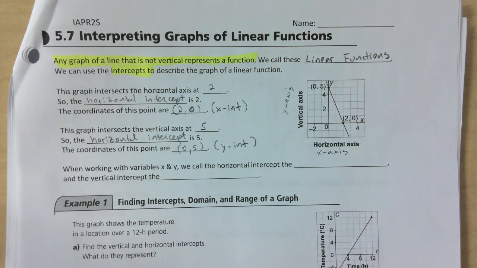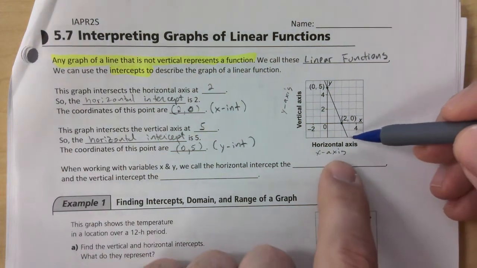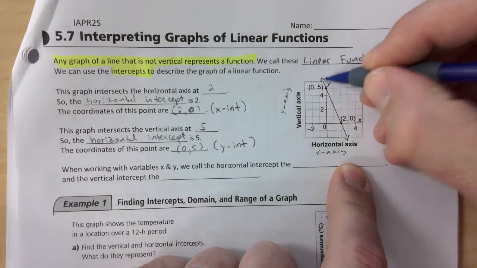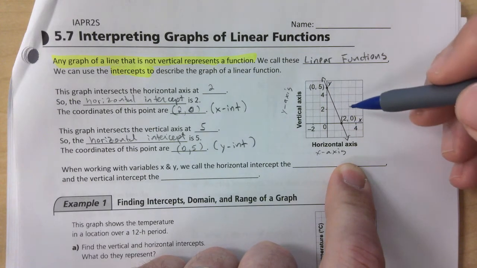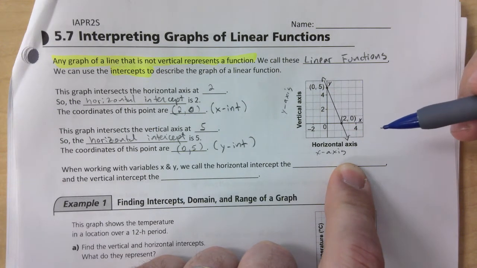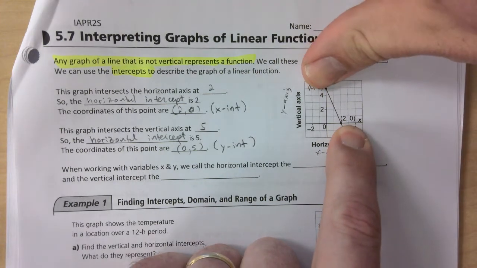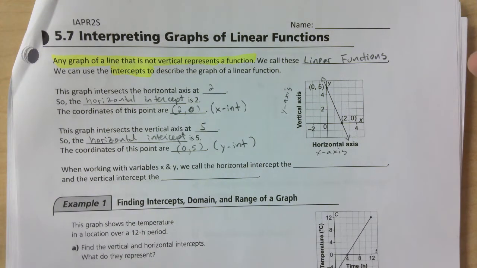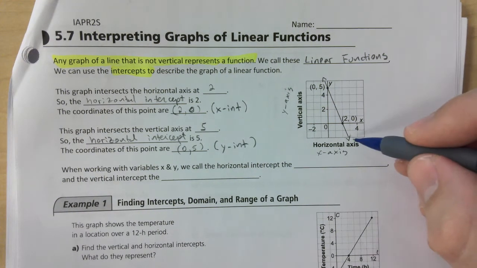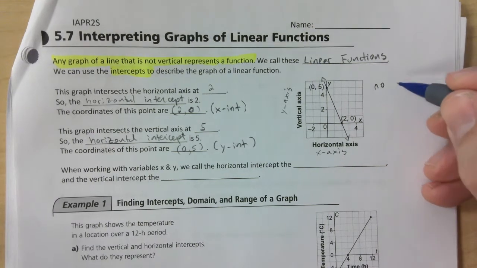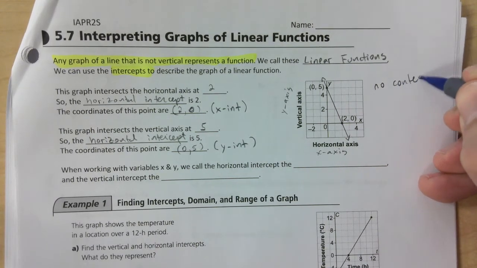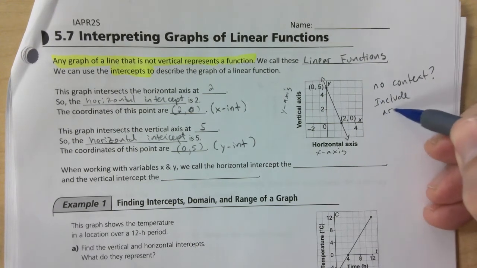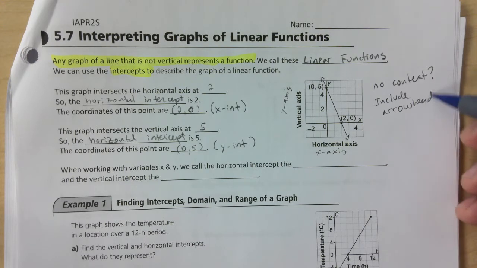There's one thing that I don't like about these graphs. The implication is that it goes on indefinitely. There should be arrowheads if that's the case. Okay, so your graph should include arrowheads unless it's a word problem where it's definitely just contained like that. If you're just graphing an equation and there's no context around it, you should include arrowheads.